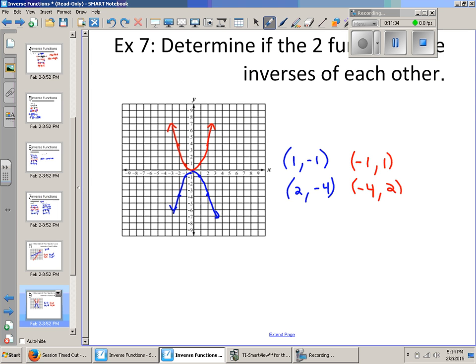So I'm going to look for these two new ordered pairs on my red graph. -1, 1. That one is on the red graph. Now I want to check, is -4, 2 on the red graph? No, it's not. So these two are not inverses. That's why it's very important that we check at least two ordered pairs and not just one. If we'd only checked one, we possibly could have thought that these two were inverses of each other.